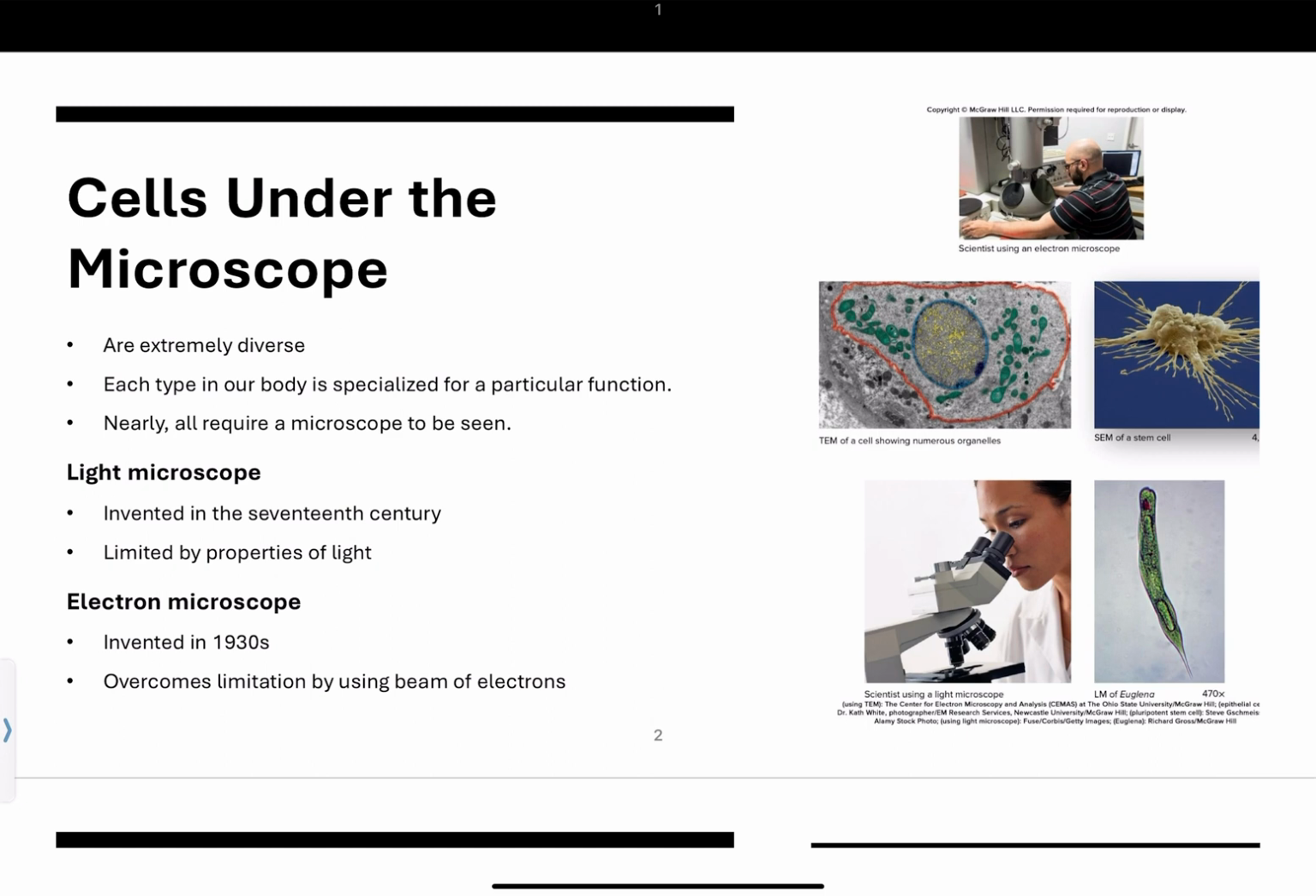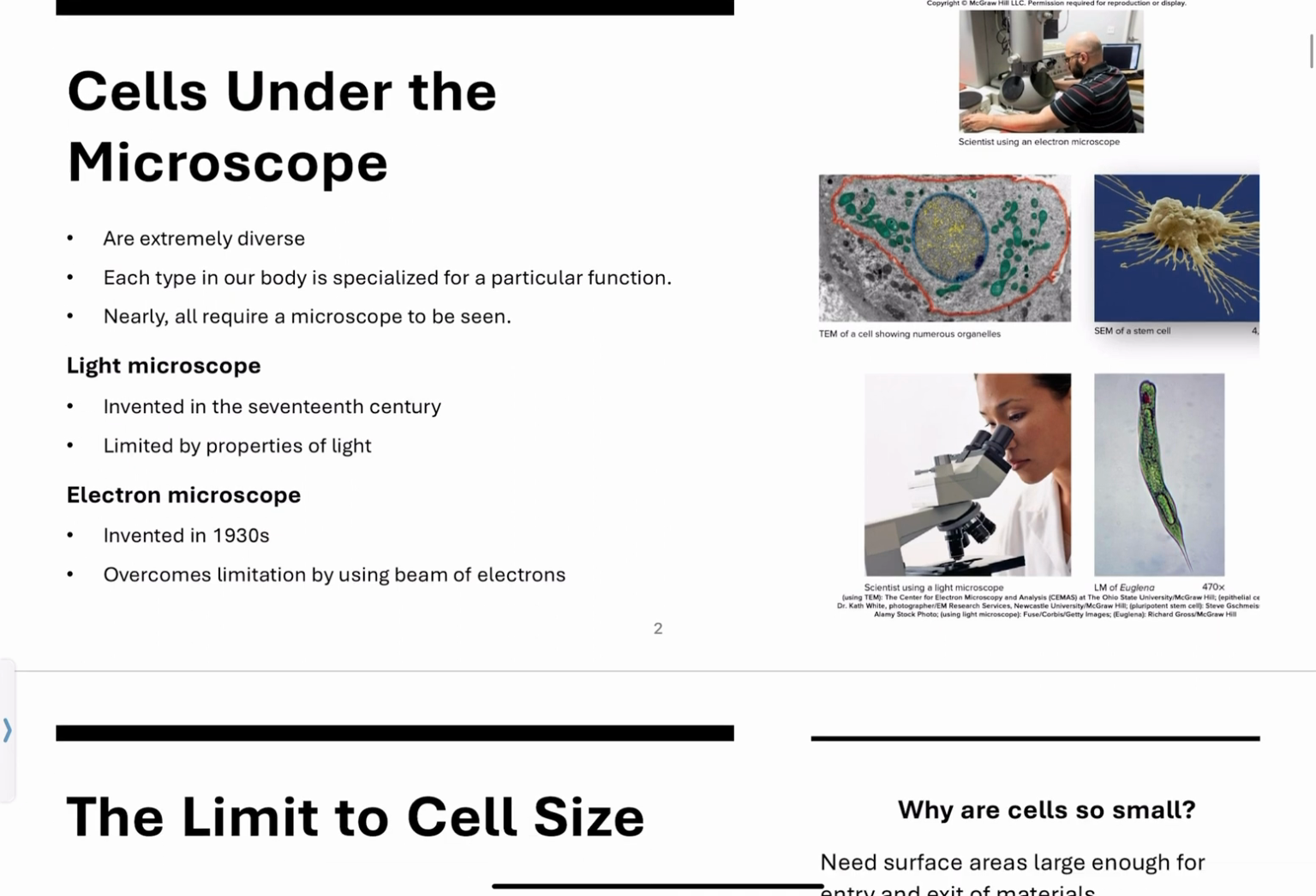Light microscopes do have limits. They can only zoom in so much before they're restricted by the properties of light themselves. So this is why scientists in the 1930s invented the electron microscope, which is going to use a beam of electrons instead of light. So these can actually zoom in 2 million times and let us see the tiny details like the structure of viruses and the inner membranes of cells.